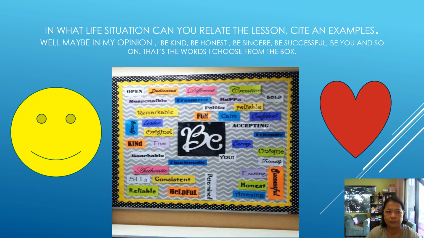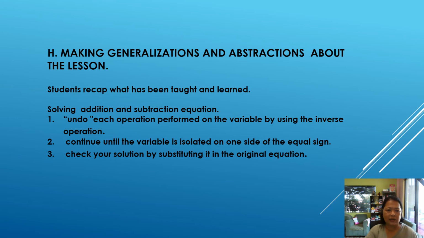Thank you. Okay, letter H, making generalizations and abstractions about the lesson. Students recap what has been taught and learned. Number one, undo each operation performed on the variable by using the inverse operation. Number two, continue until the variable is isolated on one side of the equal sign. Number three, check your solution by substituting it in the original equation.